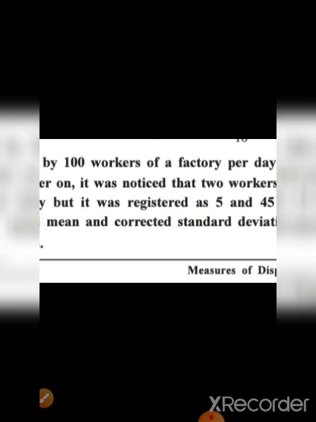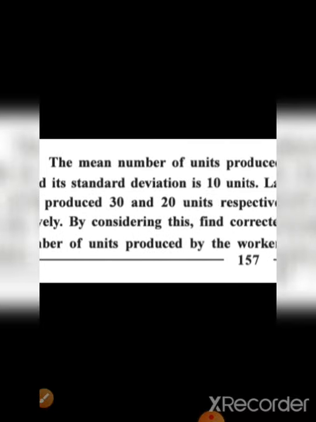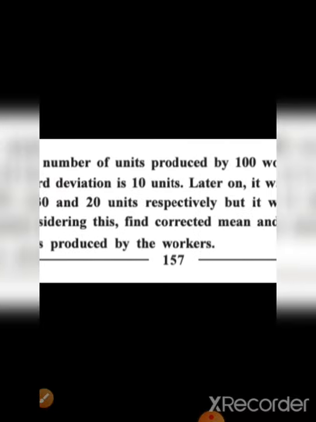Obviously, as your mean and your standard deviation are the incorrect ones, we need to find out the correct mean and the corrected standard deviation of the number of units produced by the workers. So this is the example where they have given you the wrong mean, the wrong standard deviation, the wrong observations, and the correct observations for the same, and they have told you to find out the correct mean and the correct standard deviation.